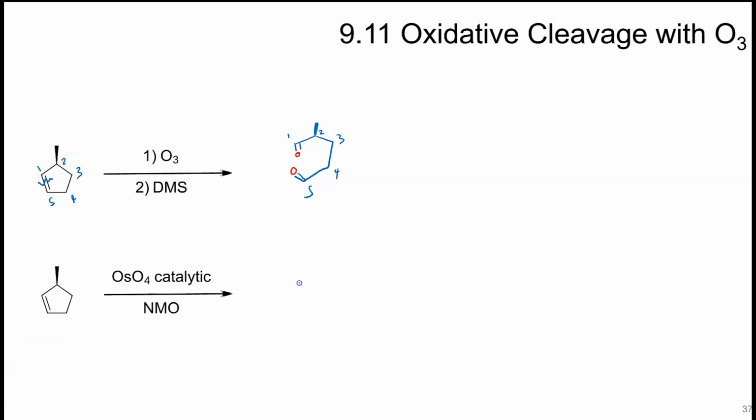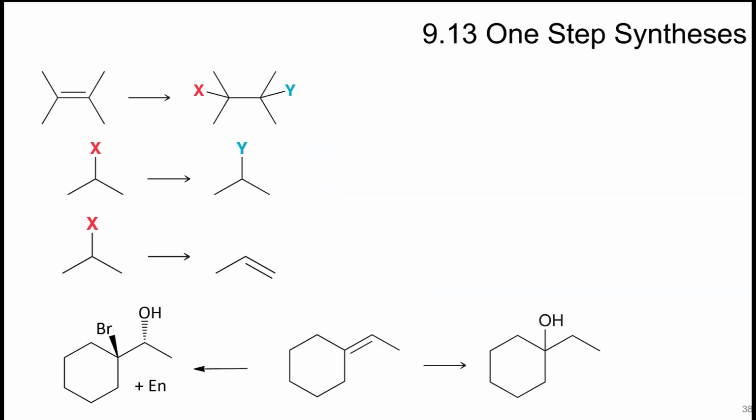With OsO4, we're going to get the syn-diol plus the enantiomer. So all of these reactions we can use in our toolbox for doing syntheses. And when you're looking at syntheses, the first thing we want to try to figure out is one-step synthesis.